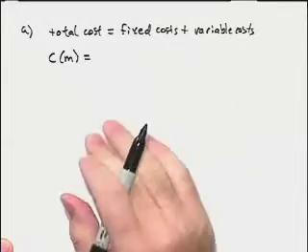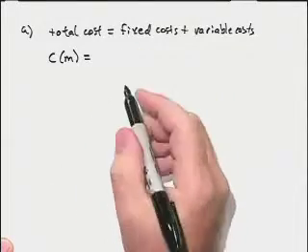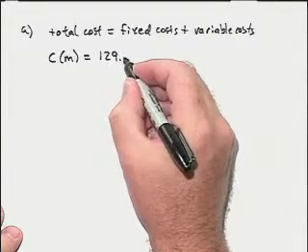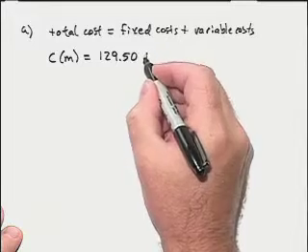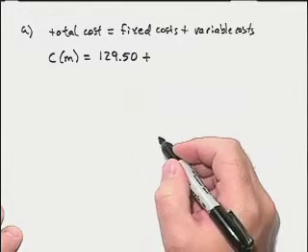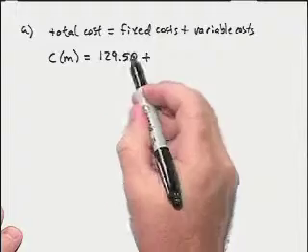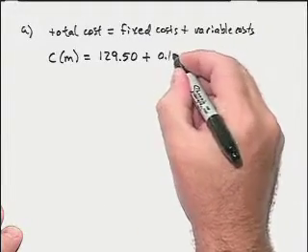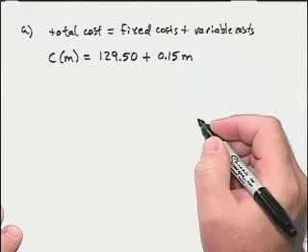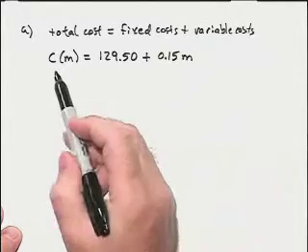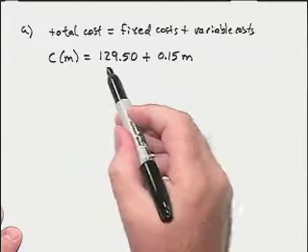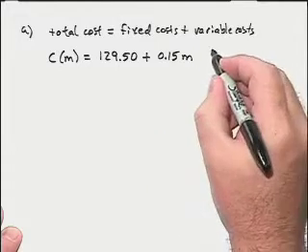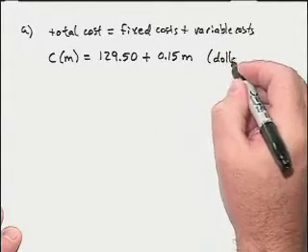For fixed costs, we look back and see that the rental cost is $129.50. That's fixed. So we'll write 129.50 plus there's a 15-cent per mile charge in addition to the rental fee of $129.50. So we'll write plus 0.15 times M, where M is the number of miles driven. So our cost function is C of M equals 129.5 plus 0.15 times M, and this is cost in dollars.